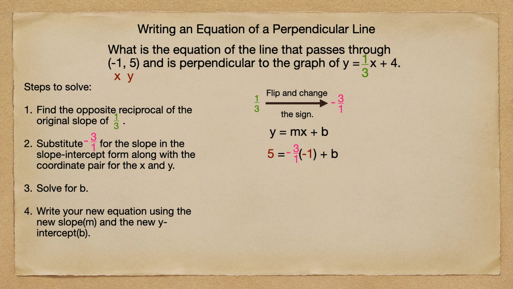We begin by multiplying our -3/1 times -1, which equals +3. We do the additive inverse and subtract 3 from both sides, and we're left with b equals +1. Now we have our new slope of -3/1 and our new y-intercept of +1. We can now write this in slope-intercept form, and we get y equals -3x plus 1. This becomes our final solution.